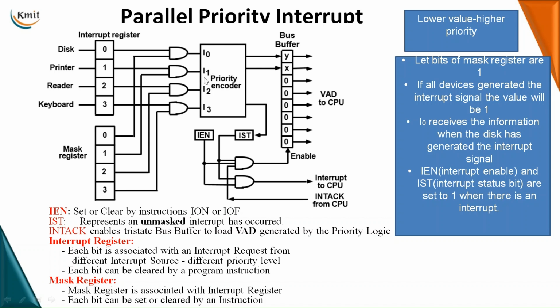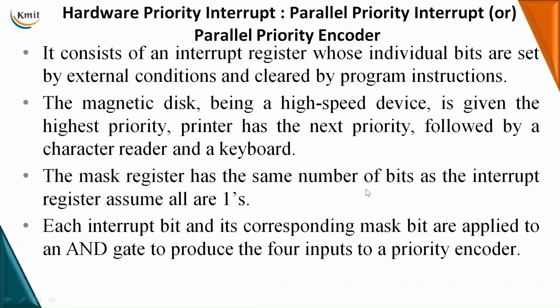So when there are multiple requests from multiple devices at the same point of time, the priority encoder is a circuit that determines the priority of the device, and based on the priority, the particular device's interrupt service routine will be done. This concept is called a parallel priority interrupt. It consists of an interrupt register whose individual bits are set, the magnetic disk being a high speed device with higher priority, the printer the next priority, and so on.